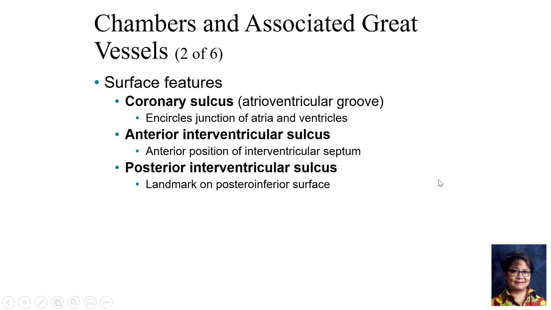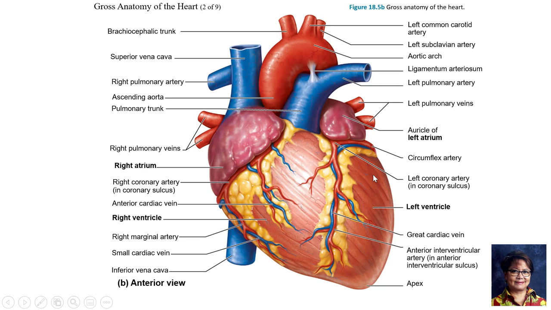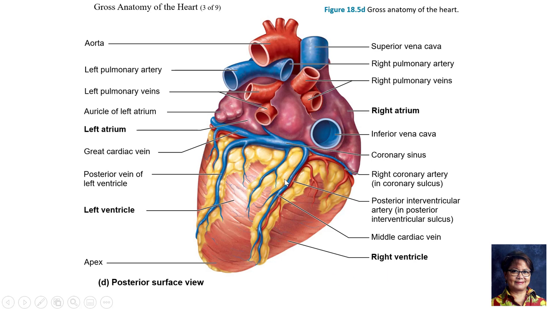Now there are two sulci. The anterior interventricular sulcus runs alongside the anterior wall of the heart, and the posterior interventricular sulcus is a landmark, a groove that runs on the backside of the heart. This is the anterior interventricular sulcus, which is different from the posterior. The anterior interventricular sulcus runs diagonally, whereas the posterior sulcus runs straight down.